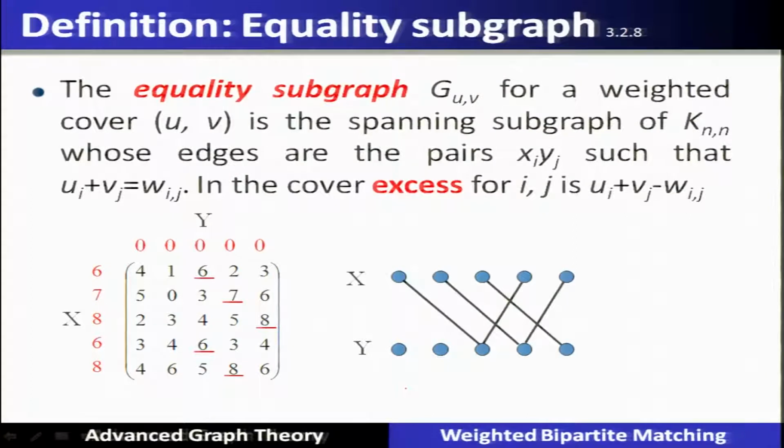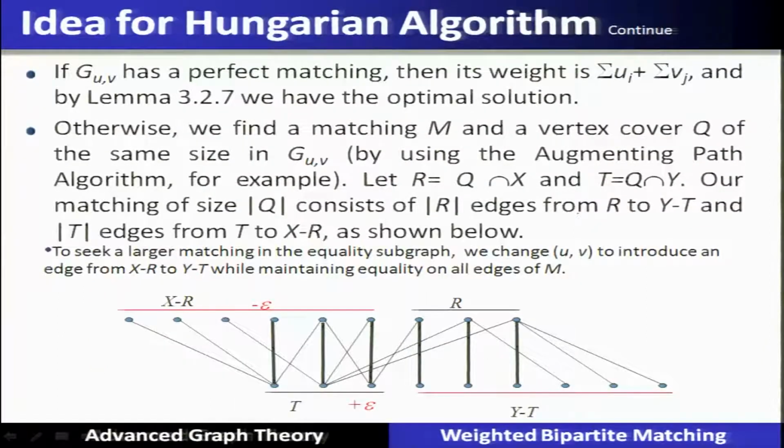Let us see more definitions. Equality subgraph: the equality subgraph is represented as G(u, v) for the weighted cover. G(u, v) is the spanning subgraph of a bipartite complete graph K(n, n) whose edges are the pairs (xi, yj) such that ui plus vj is equal to wij. So, in the cover, the excess for i and j is nothing but ui plus vj minus wij. We will see this representation further.